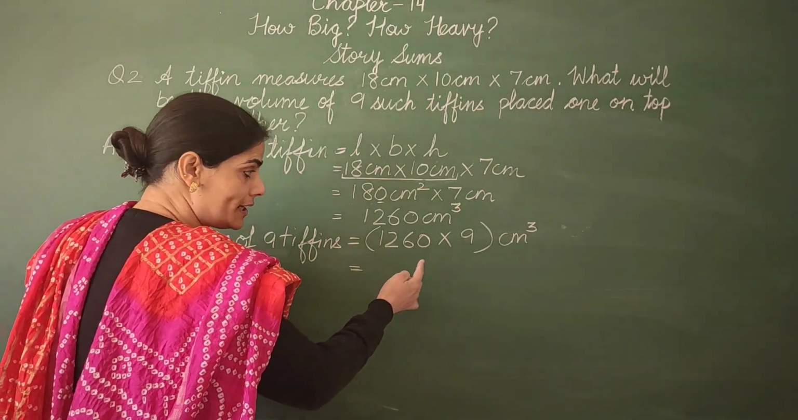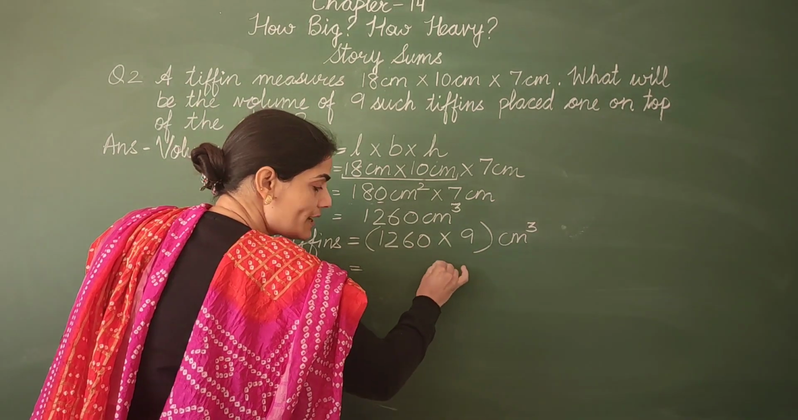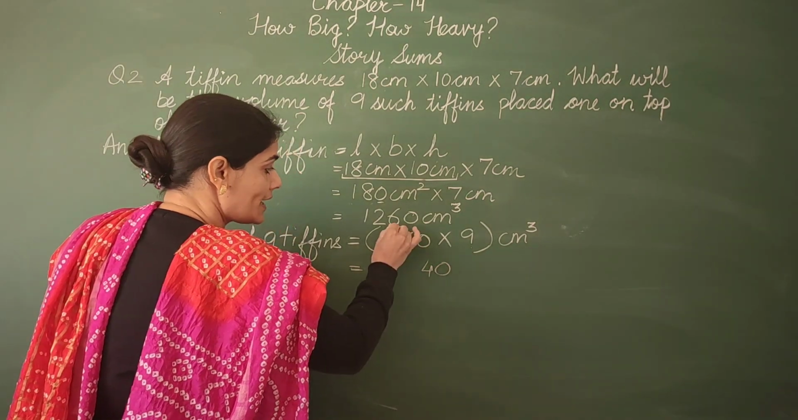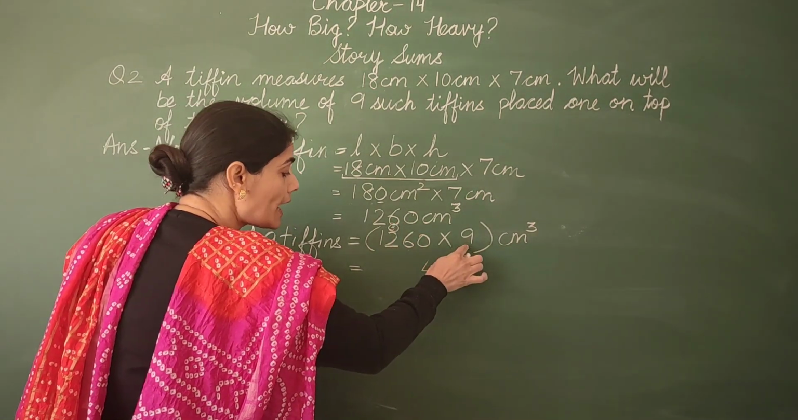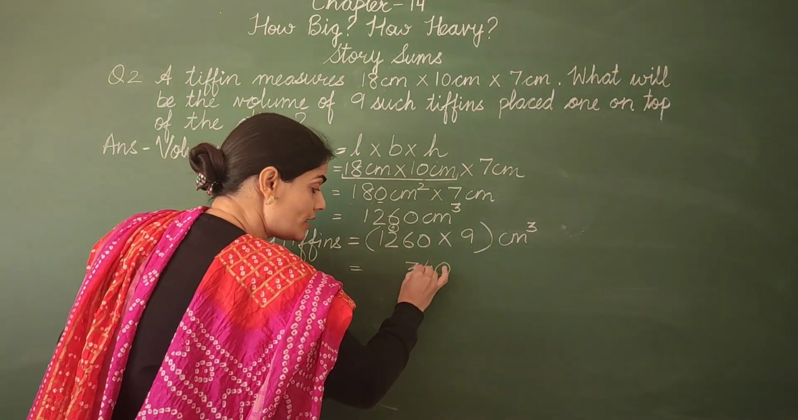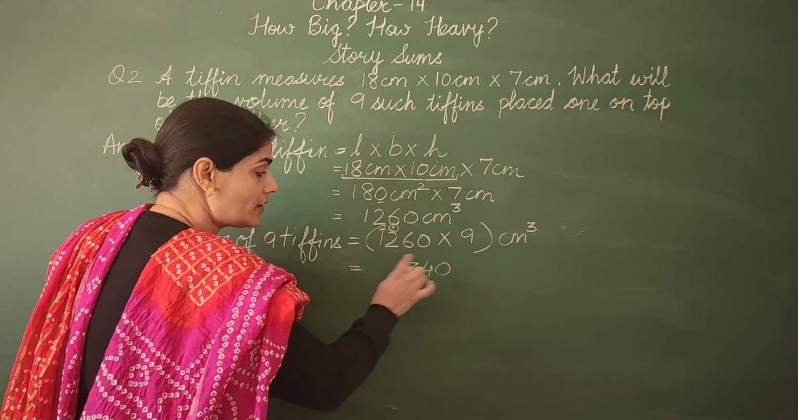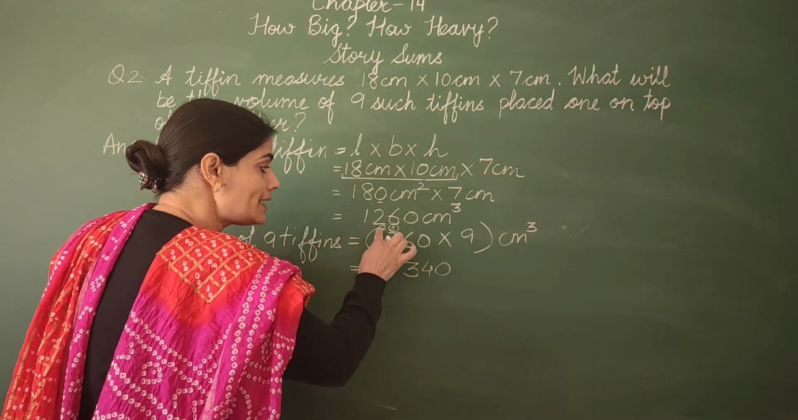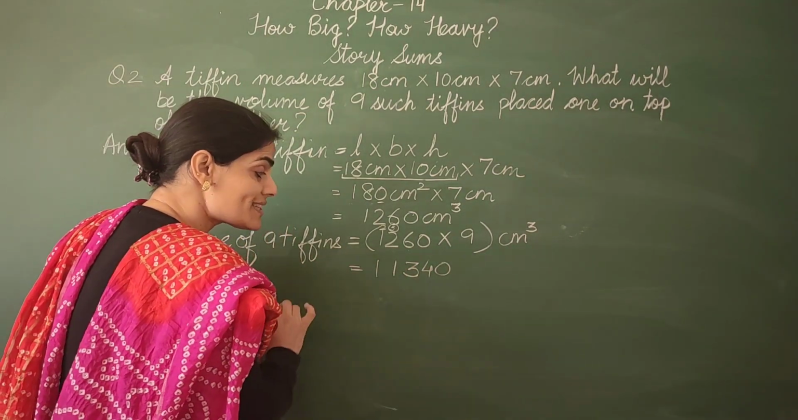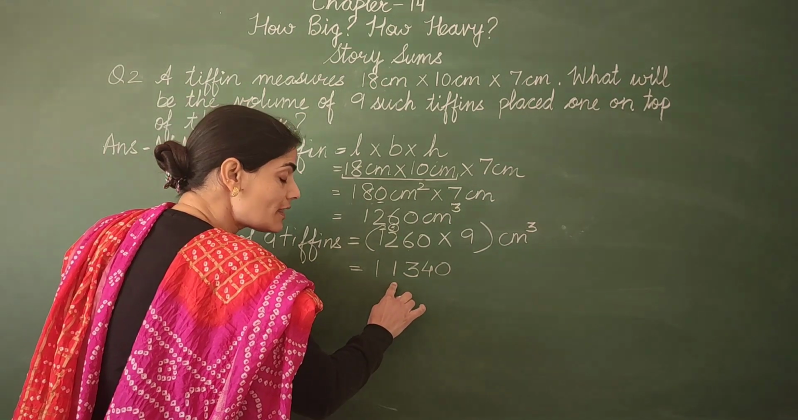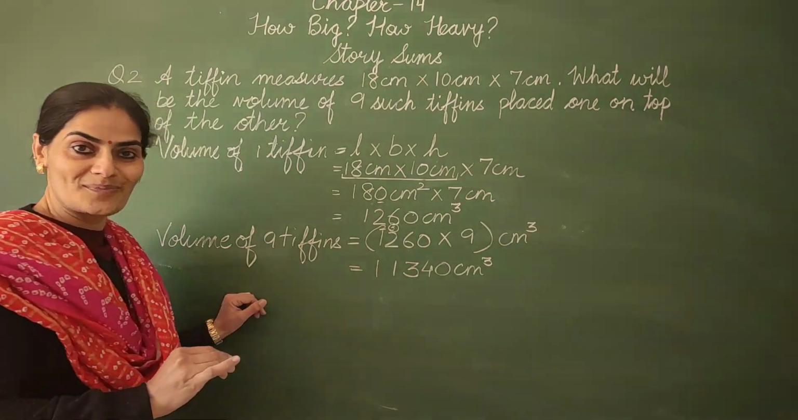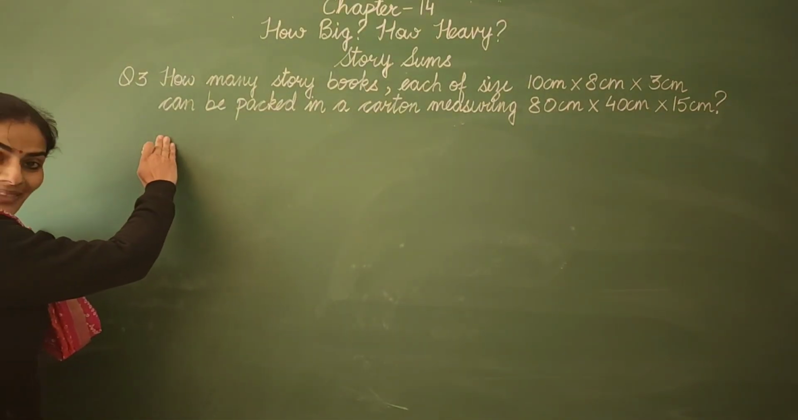We'll first do it orally. 9 times 0 is 0. 9 times 6 is 54. 4 I write and 5 I carry. 9 times 2 is 18. 18 plus 5 is 23. 3 I write and 2 I carry. 9 times 1 is 9. 9 plus 2 is 11. So the volume of 9 such tiffins will be 11,340 centimeter cubed.